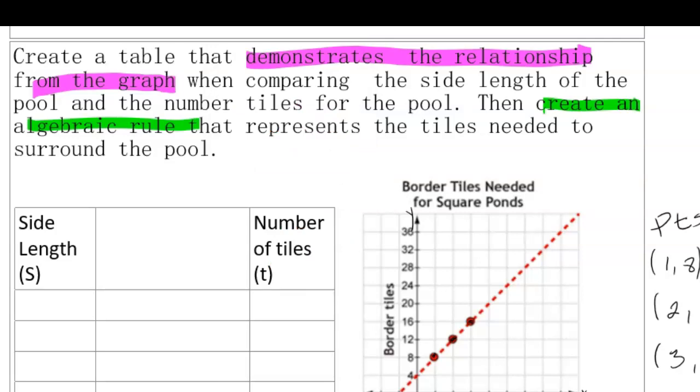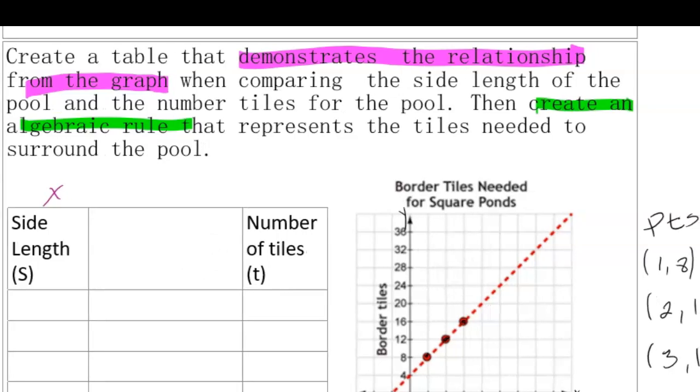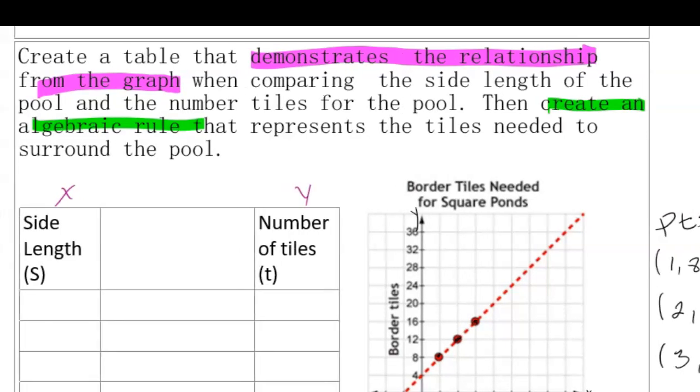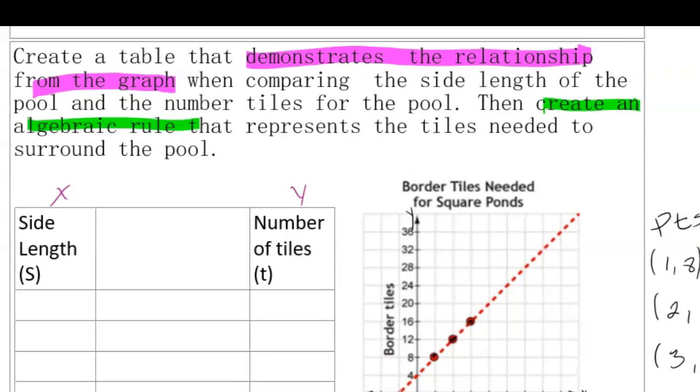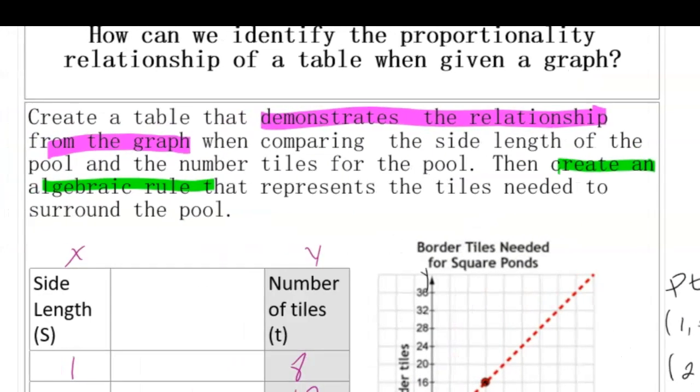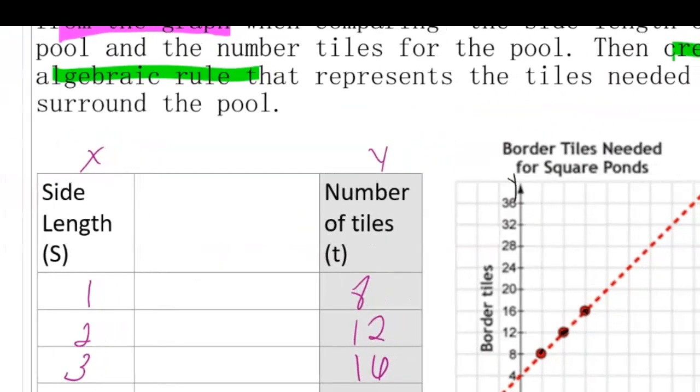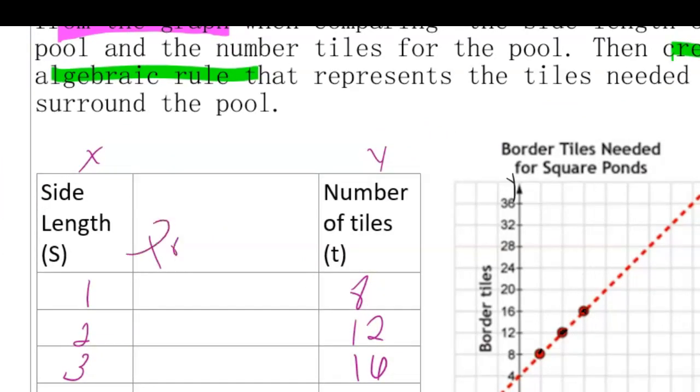Now given our points on the graph, we can insert that into the chart. We know that the left side is always your x and the right side is always your y. So we can go ahead and input our points now. We have 1, 2, 3, and then we have 8, 12, and 16. Remember, the information we will be entering here is our process.